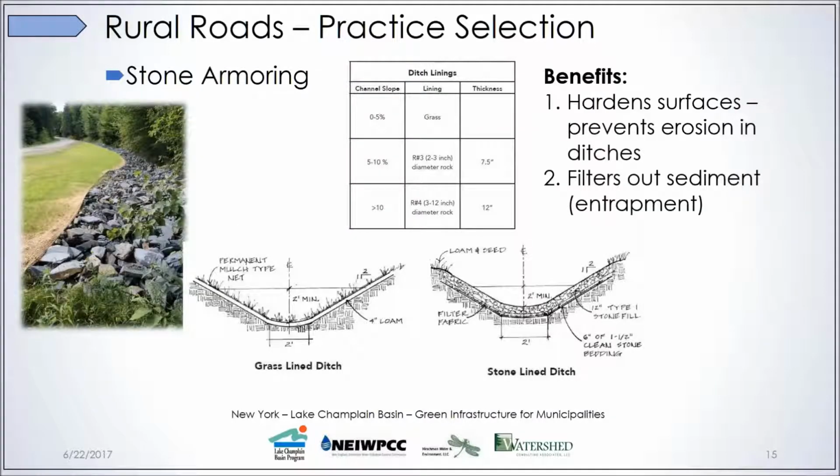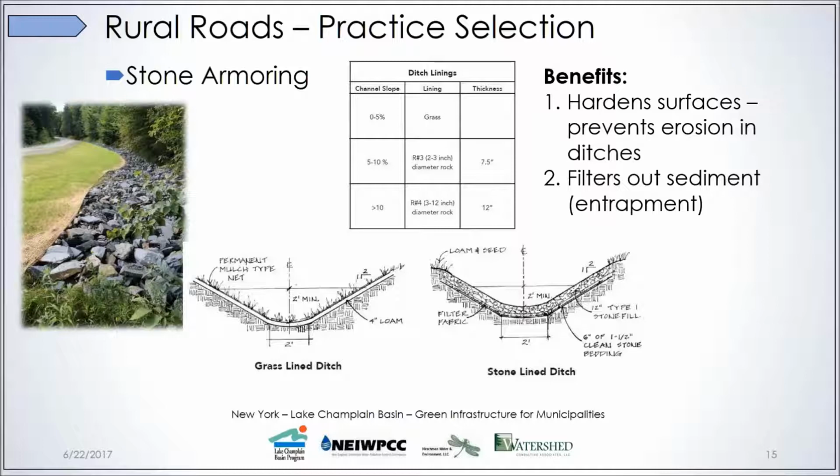Now we'll go on to everyone's favorite practice, stone armoring. Possibly one of the most effective, but maybe one of the more overused practices out there. Stone armoring essentially refers to putting lots of rocks in the ditch. So you start out hopefully with a nicely shaped ditch. So not a V shape, but a nice U shape, fairly flat bottom. We usually recommend 1 foot to 2 feet minimum for a flat bottom with fairly gentle side slopes, 2 to 1 or less.